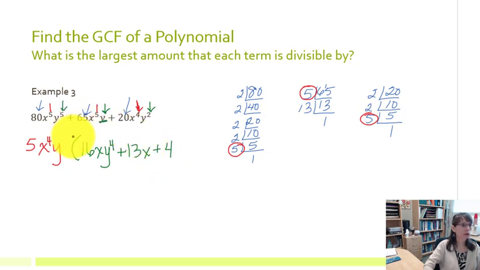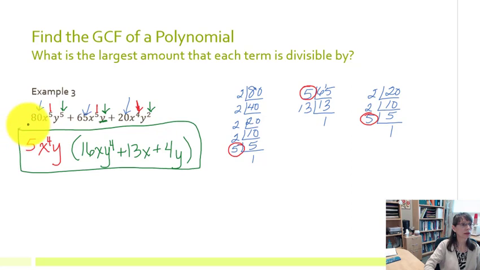Now compare the variables. X to the 4 is what we have. X to the 4 is what we need. They're exactly the same. That means we do not need any more bases of x. Base of y to the 1st is what we have. Y to the 2nd is what we need. So it looks like we need one more base of y. Close it with the parenthesis. So our final answer includes 5x to the 4th y multiplied by this quantity.